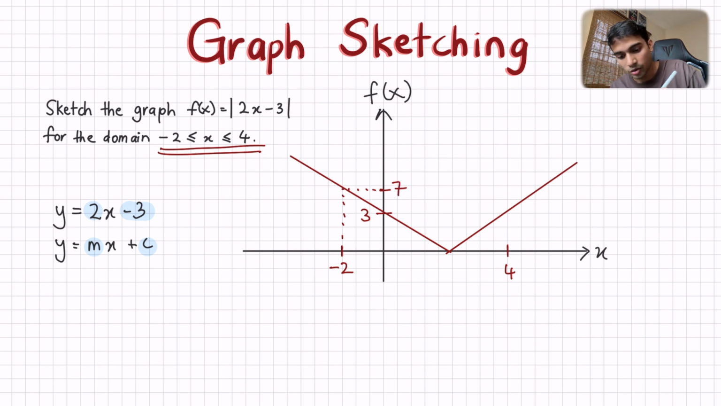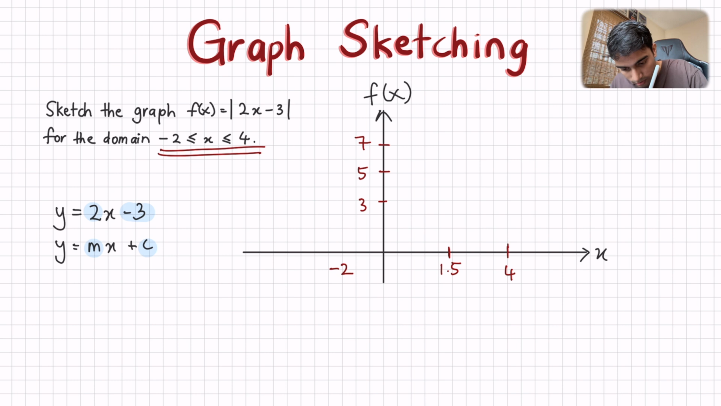And when x is 4, we put this into the equation, we get 8 - 3, we get 5. So when x is 4, this is 5. And then we can also go ahead and find the x-intercept. The x-intercept is when y equals 0. When y equals 0, our x-intercept is 3/2, so we get 1.5. Let me just clean this graph up. And this will be our final answer.